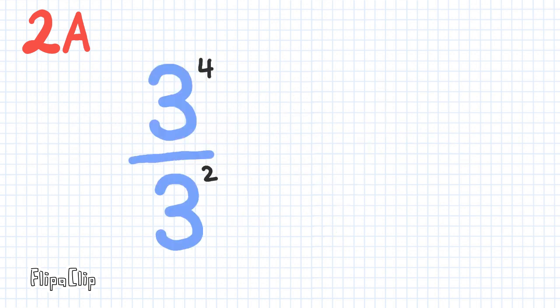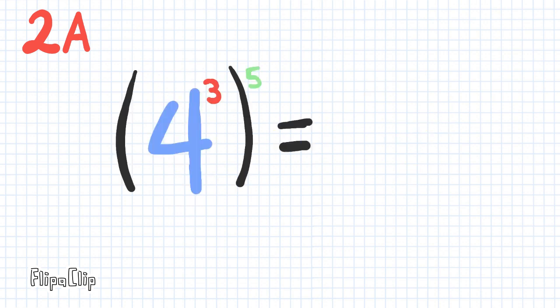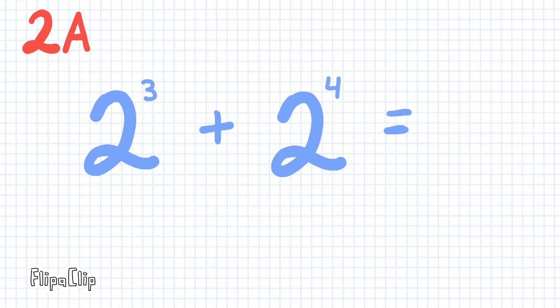Next, if we divide two powers with the same base, we can subtract the exponents. This works in the same way as our multiplication rule. Similarly, if we have an exponent to an exponent, we can simplify by multiplying the exponents. If the powers are being added or subtracted, the only way we can simplify it is to factorize, as we are unable to combine the powers.